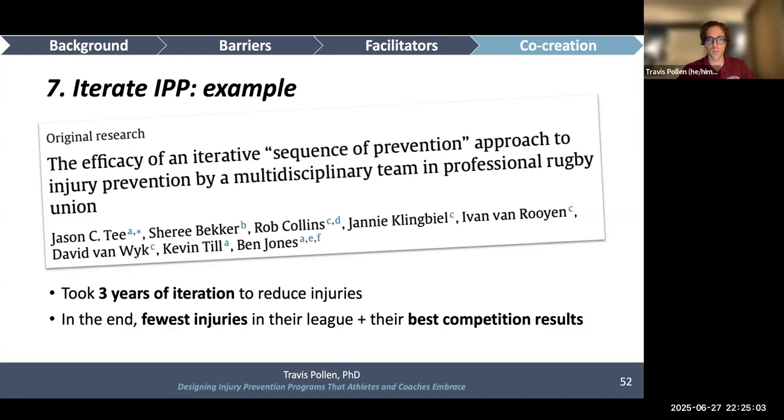It was a study from 2018 on professional rugby union. And they found that it actually took them 3 years until they got their injury numbers down. So a lot of trial and error. But when they did, they had the lowest injury incidence in their entire league and their best competition results. So the injury prevention program had the positive effects that everybody was looking for in terms of performance and in terms of injury reduction. And that's really the ticket.